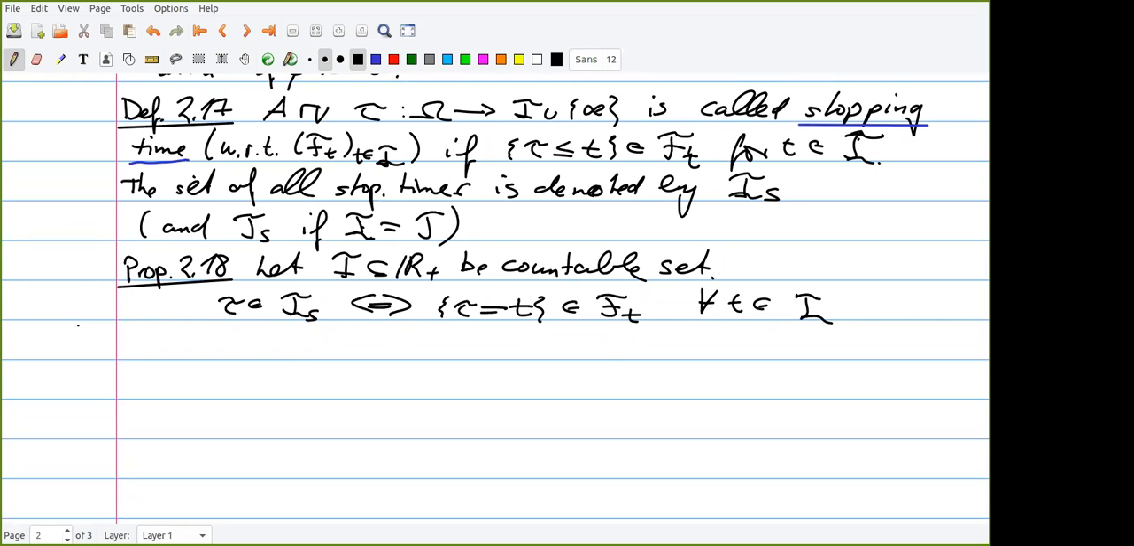Okay, so this is a proposition. We need to prove it. There are two directions, since it's an if and only if. So let's consider the first one. Assume that we have a stopping time.